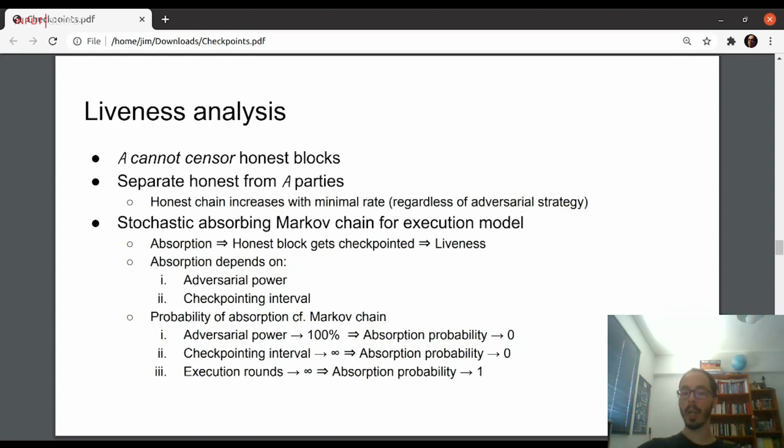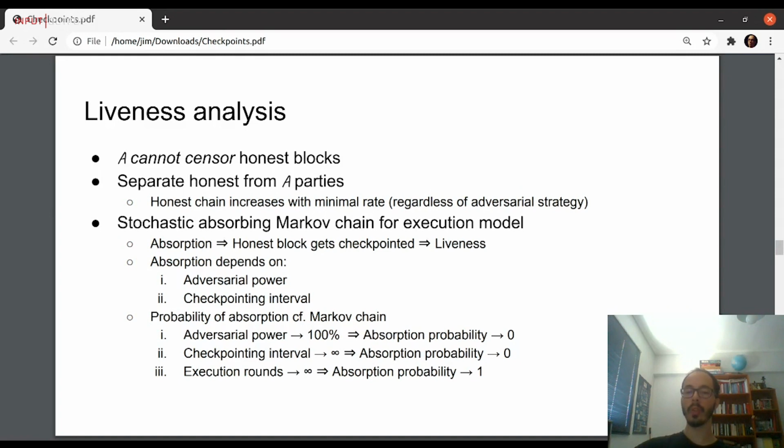Now, absorption depends on two parameters. First, the adversarial power, and second, the checkpointing interval, how often we do checkpoints. And the way that these two parameters affect the probability of absorption is as follows. If the adversarial power increases, if it tends to 100%, let's say, then the probability of absorption goes to 0. And that makes sense, because the more power the adversary has, the more they can try to censor a transaction, and thus the less liveness guarantees we have.